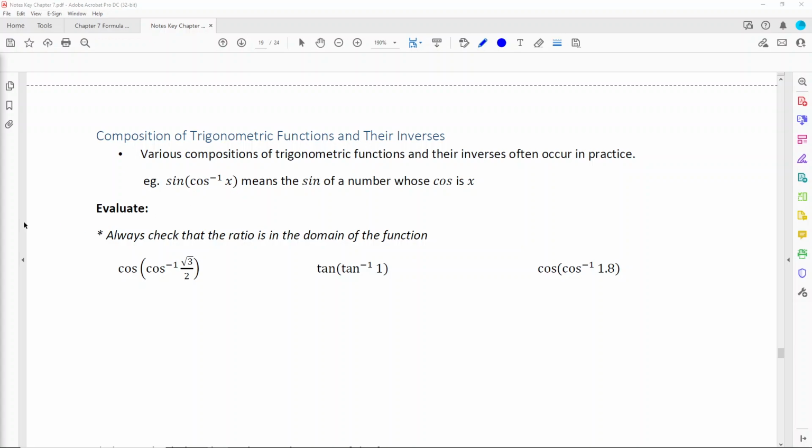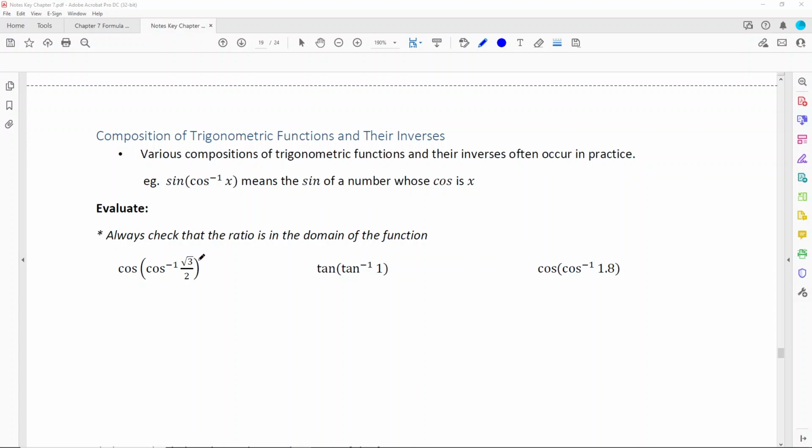Okay, so now we get to do the truly bizarre thing. I think this is truly bizarre. So this is called composition of trigonometric functions and their inverses. In other words, you're going to have cos and inverse cos, and tans and inverse tans, and sines and inverse sines. And we're going to look to see what happens.